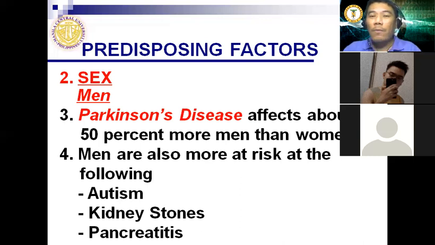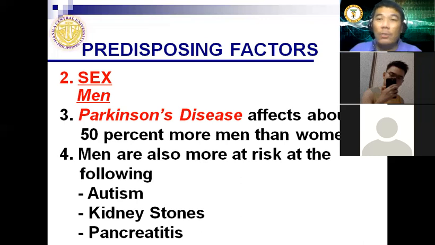Okay. So moreover, males are more at risk of the following: autism, kidney stones, pancreatitis. Aside from the research findings, scientific explanations may also do. For example, hormones may do. Okay. For example, testosterone may do. Why is autism more considered in men?